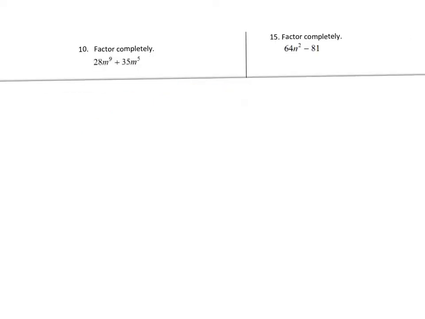All right, next up, number 10, we want to factor completely. So I want to do a GCF on this one. Always check GCF first. So I see that these can both divide by 7, and then the smallest exponent is m to the fifth. And then I'm going to open up a parentheses, and then we're going to divide the big numbers. So this is going to become 4, and then I subtract the exponents, so that'll be 4.